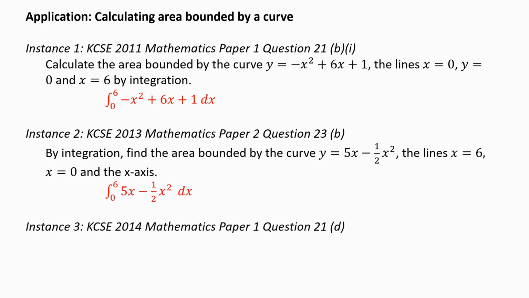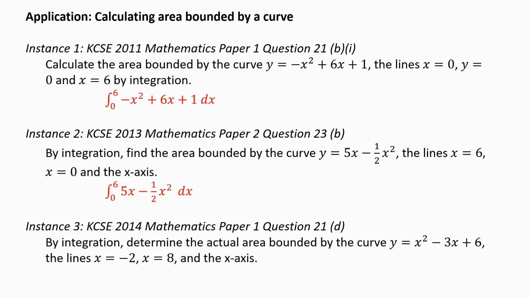We have instance 3, KCSE 2014 Mathematics Paper 1, Question 21, Part D. By integration, determine the actual area bounded by the curve y is equal to x squared minus 3x plus 6, the lines x is equal to negative 2, x is equal to 8, and the x-axis. This is the same as performing the integration between 8 and negative 2 of x squared minus 3x plus 6.